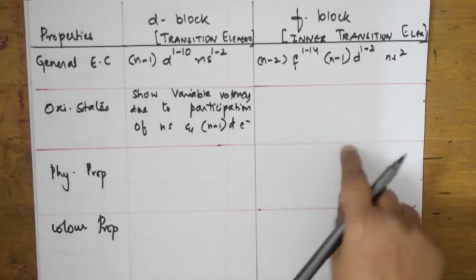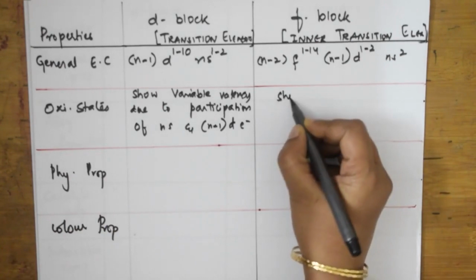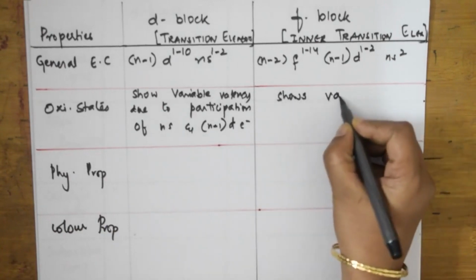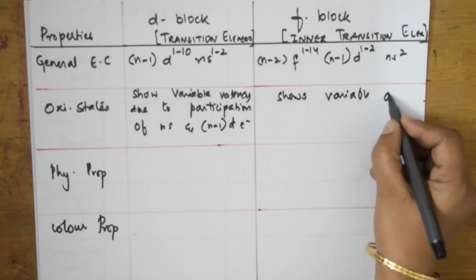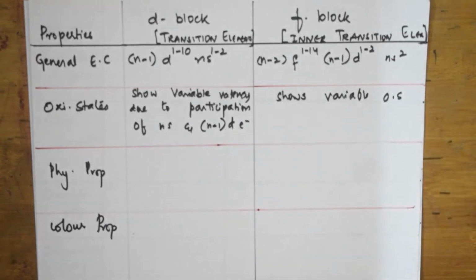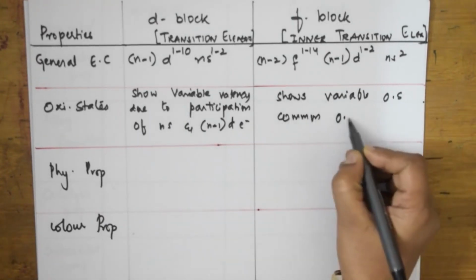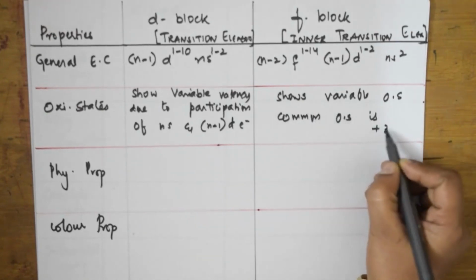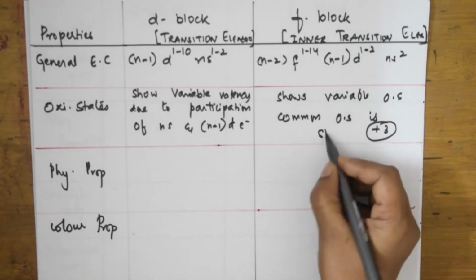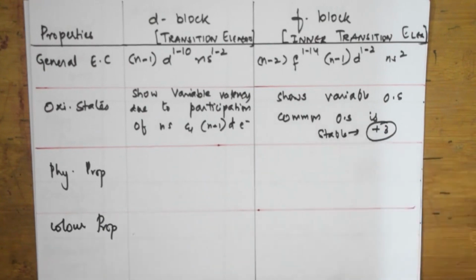Hence they show variable valency. But here, f block also shows variable valency. I'm not saying they don't. This also shows variable valency, but there's something called stable oxidation state or common oxidation state, isn't it? The common oxidation state in case of f block elements is +3. This is the common oxidation state and this is stable enough. So they prefer forming the +3 oxidation state only.